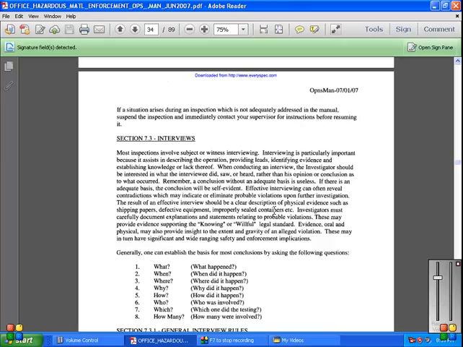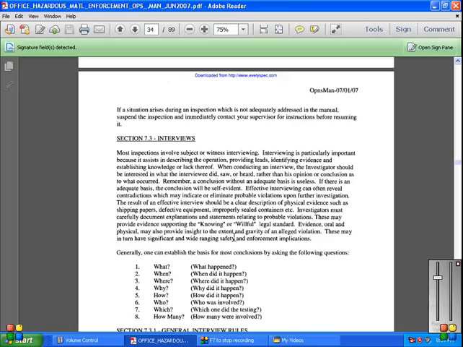Generally, one establishes the basis of most conclusions by asking the following questions: what happened, when did it happen, where did it happen, why did it happen, how did it happen, who is involved, which one did the testing, how many were involved.